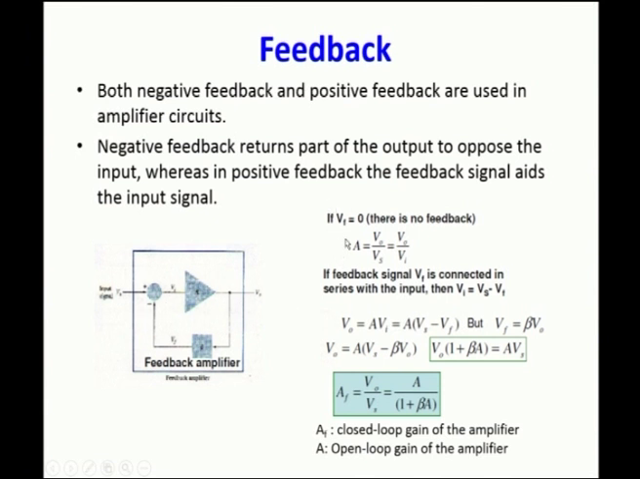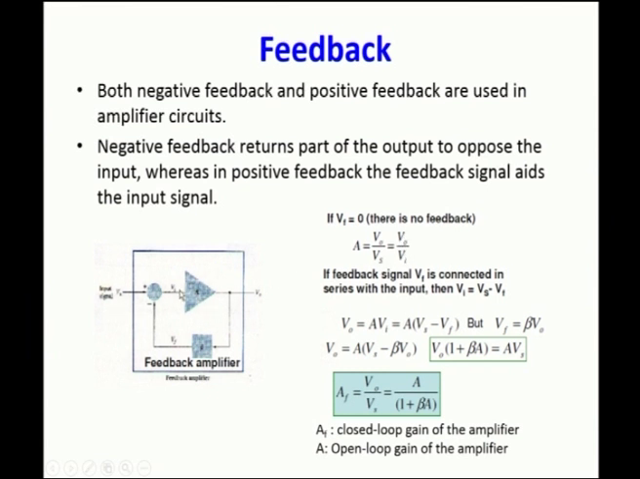Consider the case where there is no feedback, then Vf is equal to 0. In this circuit, Vf is the voltage from the feedback network given to the input of the amplifier, and Vs is the input signal. Vi is the difference between the input signal and the feedback signal. So, Vi is Vs minus Vf and V0 is the output. If the feedback voltage is 0, the output voltage V0 will be the gain into the input voltage, or the gain can be written as V0 by Vs.